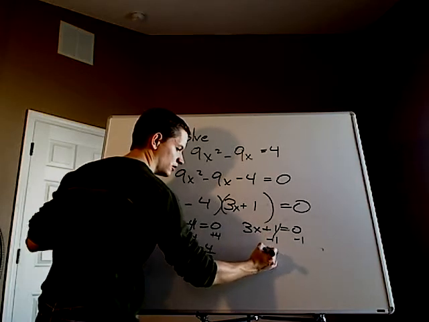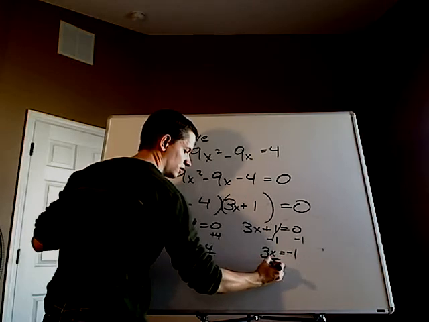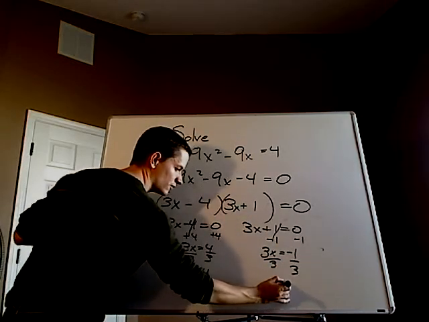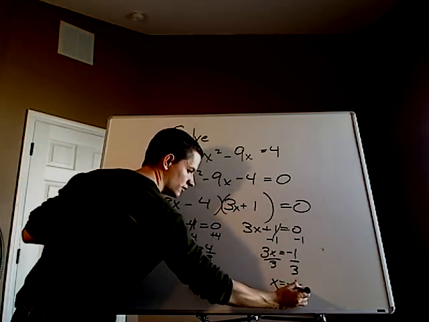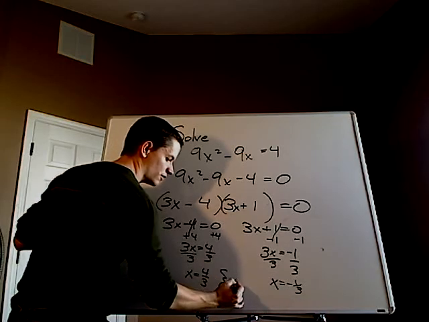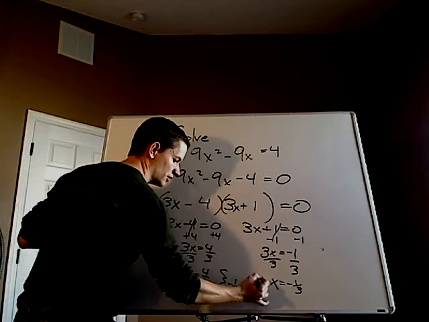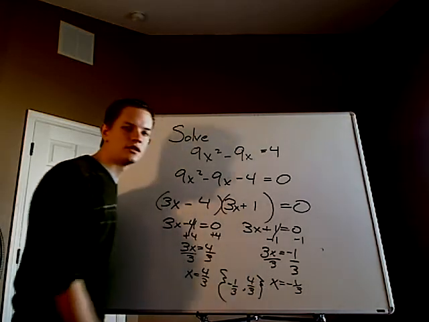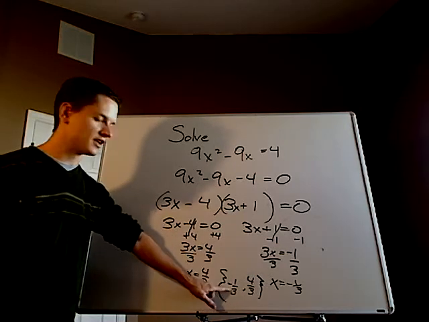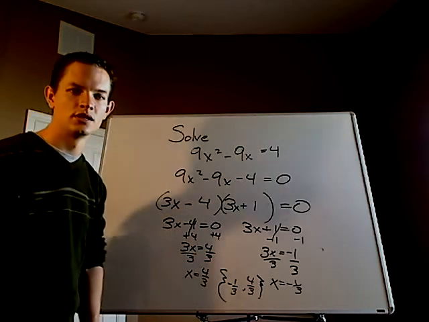Here you subtract. This cancels. 3x equals negative 1. You divide both sides by 3. You get x equals negative 1/3. And so your solutions are going to be negative 1/3, comma, 4/3. And that's it. The little braces indicate that it's a set. And you have the set of negative 1/3 and 4/3. That's it.